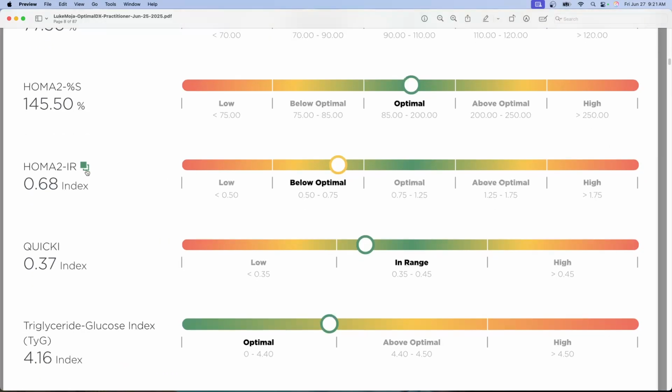This one here is another one of their estimations. This one is for insulin resistance. So if this was high, you would be more resistant to insulin, which, as we talked about, you don't want your cells to be resistant to insulin.